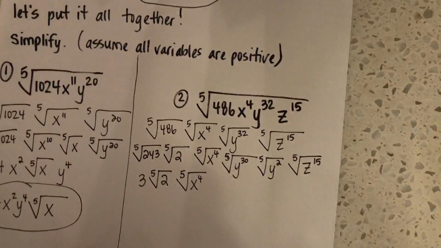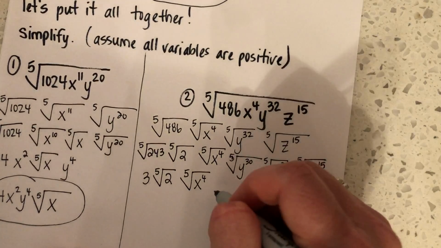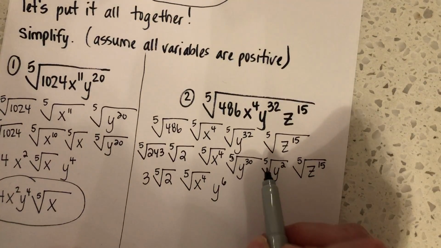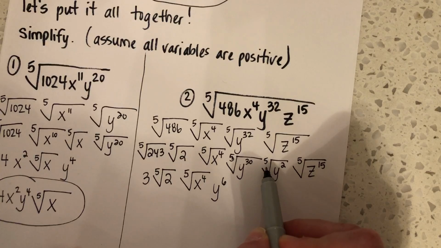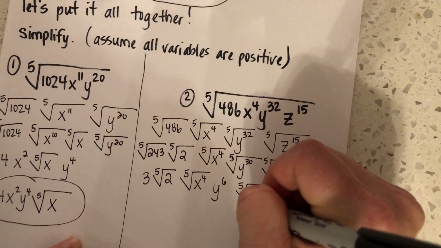Can't help him. All right, the fifth root of y to the 30th is going to be y to the 30 divided by 5 is 6. Perfect. No more radical. All right, the fifth root of y squared. 2 does not divide by 5. Nothing smaller than 2 divides by 5. So he is your leftover, forever stuck under the radical piece.